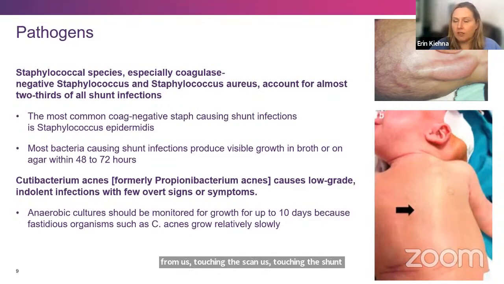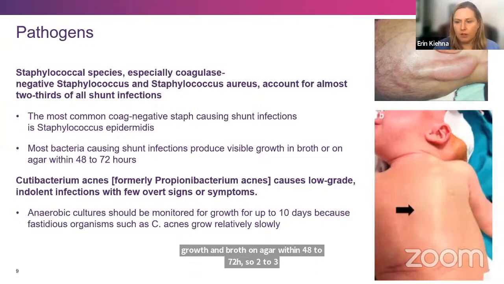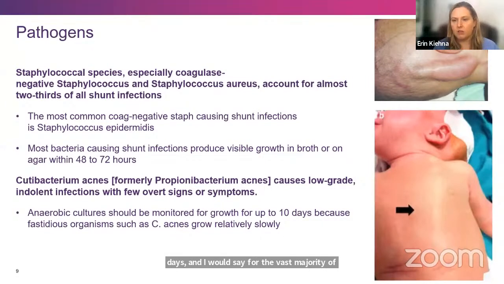Or if there's any concern with that skin barrier in the post-op recovery period, maybe there's a little stitch abscess, or maybe the skin didn't heal up perfectly and seal across, any opportunity that it can get in and get to our hardware. Most bacteria causing shunt infections produce visible growth in broth on agar within 48 to 72 hours, so 2 to 3 days. And I would say for the vast majority of infections, I feel like they show up within 10 to 14 days when you're talking about a gram-positive organism.